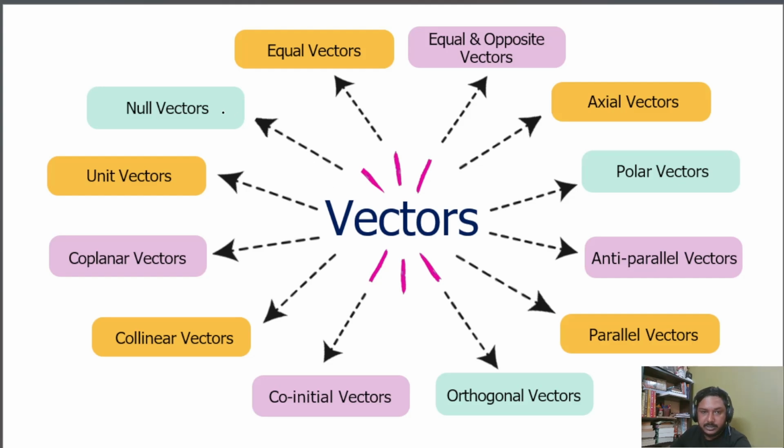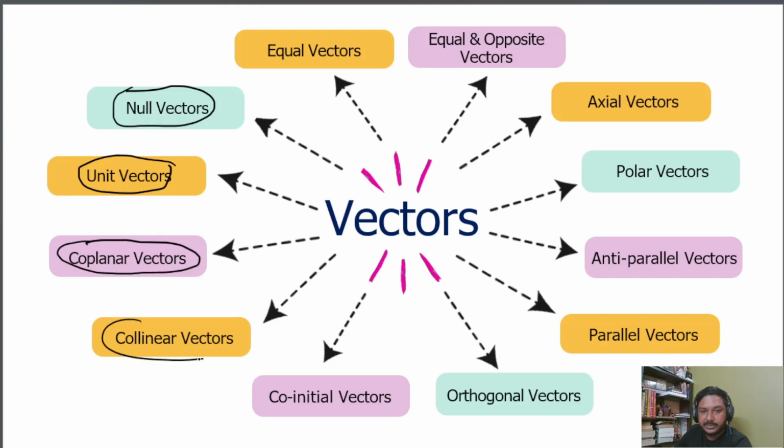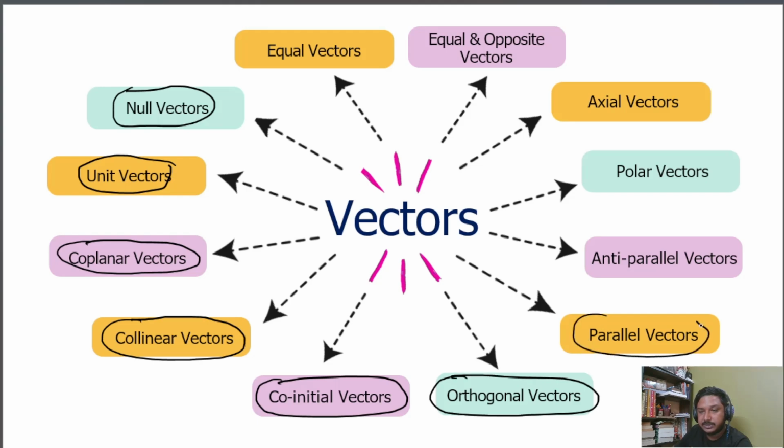You can see here, let us start from this side. So first type of vector is null vector, a vector whose magnitude is 0. Unit vector, whose magnitude is 1. Coplanar vectors, two vectors which lie on the same plane. Collinear vectors, which are basically on the same line. Co-initial vectors, the vectors which start from the same point. Orthogonal vectors, the vectors which are perpendicular to each other. Parallel vectors, which are parallel to each other. Antiparallel, that is which are in the exactly opposite direction.